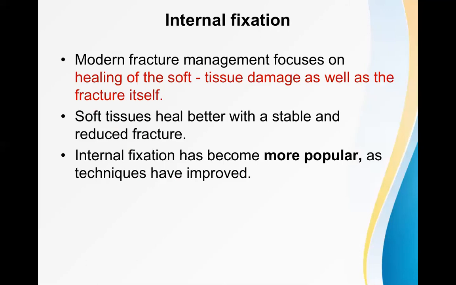Now with these different types of traction, let's go to the last important part of fracture immobilization, which is known as internal fixation. These days, in this modern world, fracture management is mainly done by internal fixation, especially if there is some complicated type of fracture. If the patient wants to mobilize quite early, then internal fixation is done. Soft tissue heals better with a stable and reduced fracture in case of internal fixation, and it is getting more popular because of the different advantages.